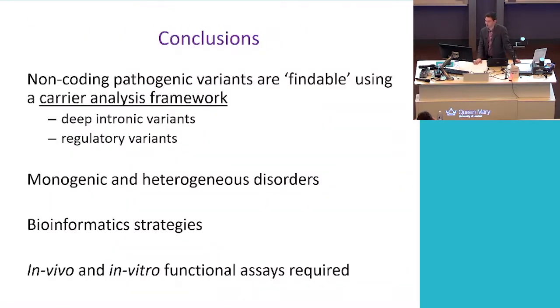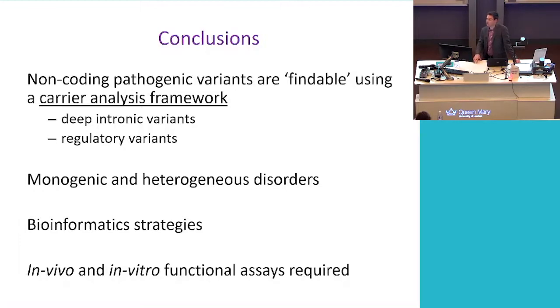So in conclusion, we've started to show that we can identify these non-coding pathogenic variants through applying this carrier analysis framework. And the types of candidates that we're picking out include deeply intronic variants as well as regulatory region variants. This is applicable to both monogenic and heterogeneous rare disorders.